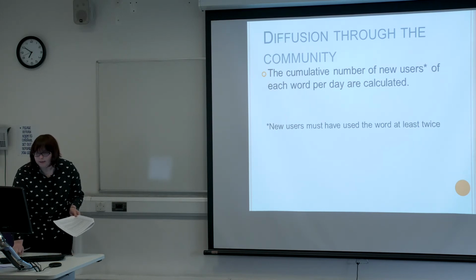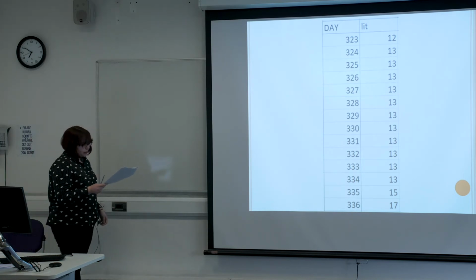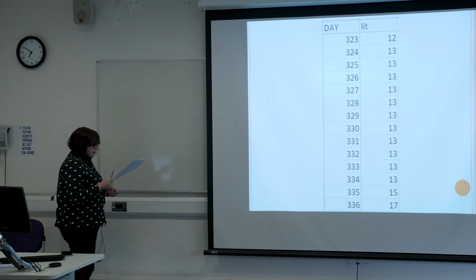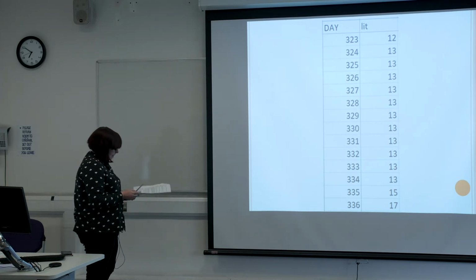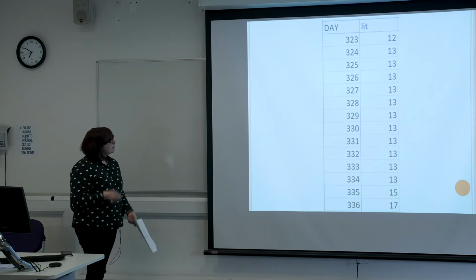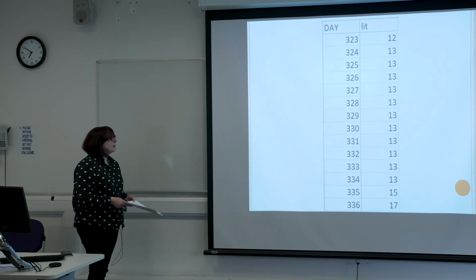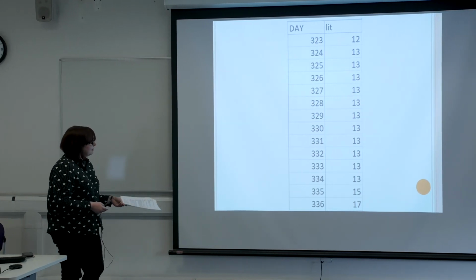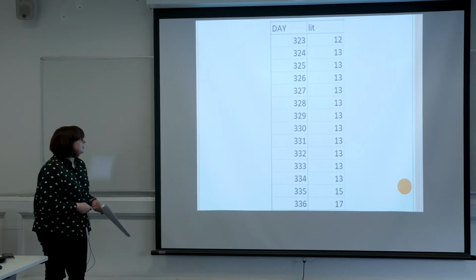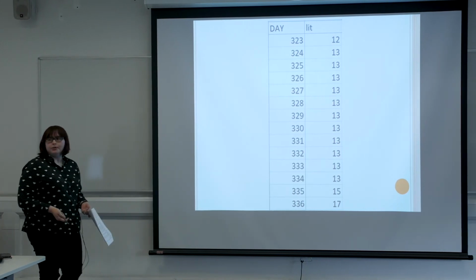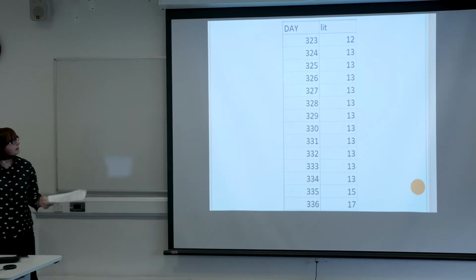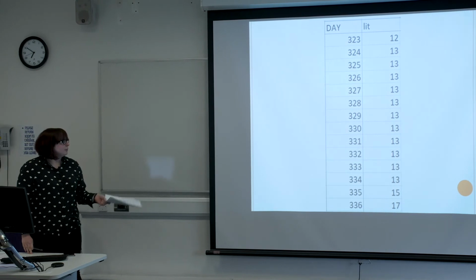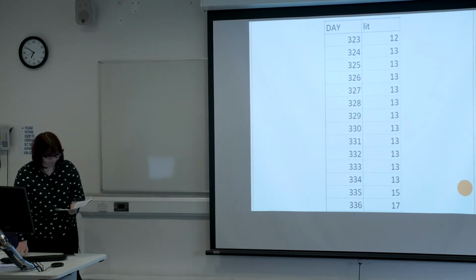So if we take the example of the word "lit", which describes something which is excellent or very good, we can see that on day 323 of the data, which is approximately the first week in July 2006, only 12 community members had used this word at least twice. However, 2 weeks later, on day 336, 17 people had used this word at least twice in the community. So we can see over a 2-week period that this new word is diffused into the vocabulary of another 5 community members.